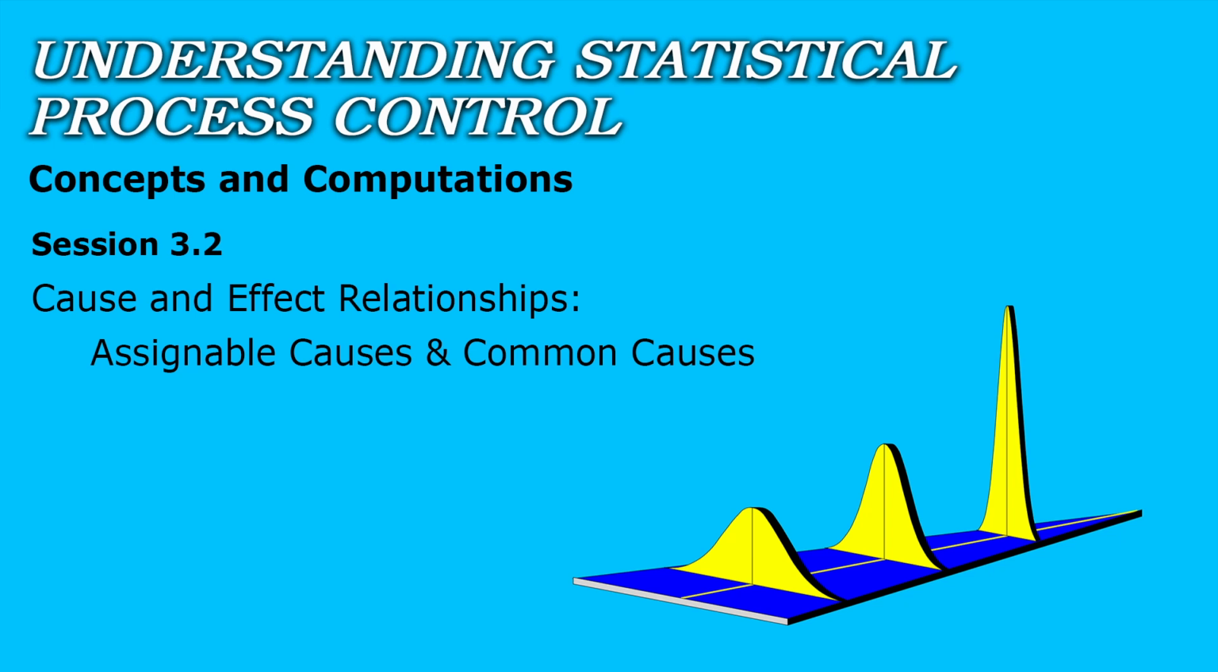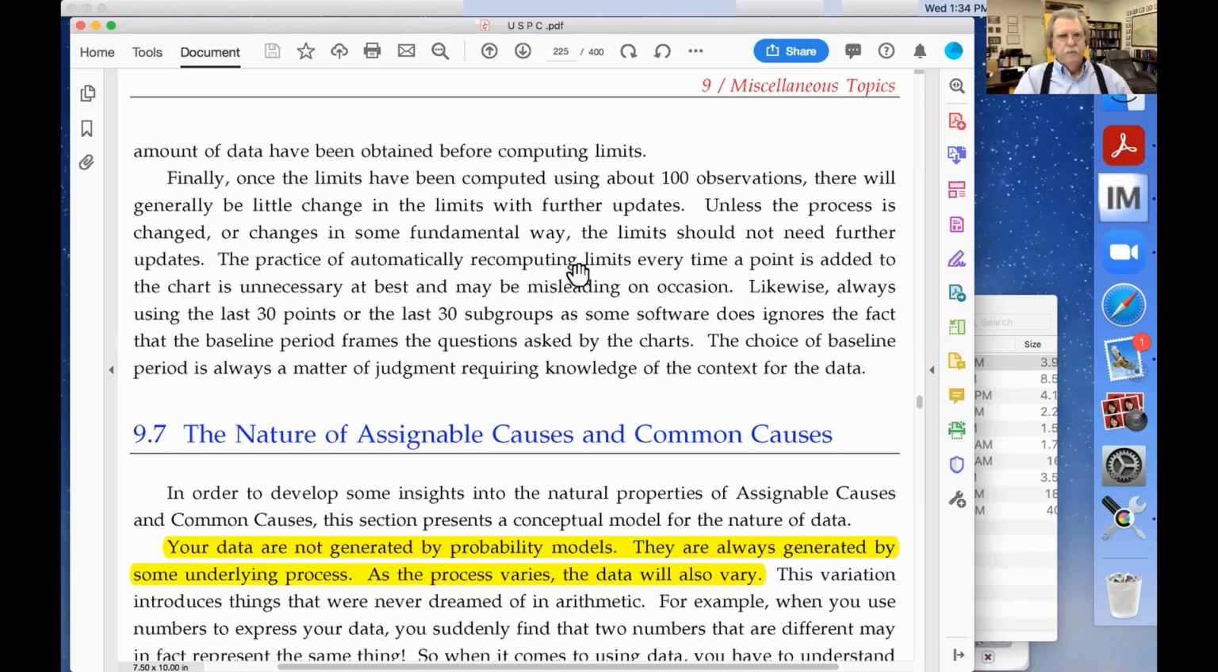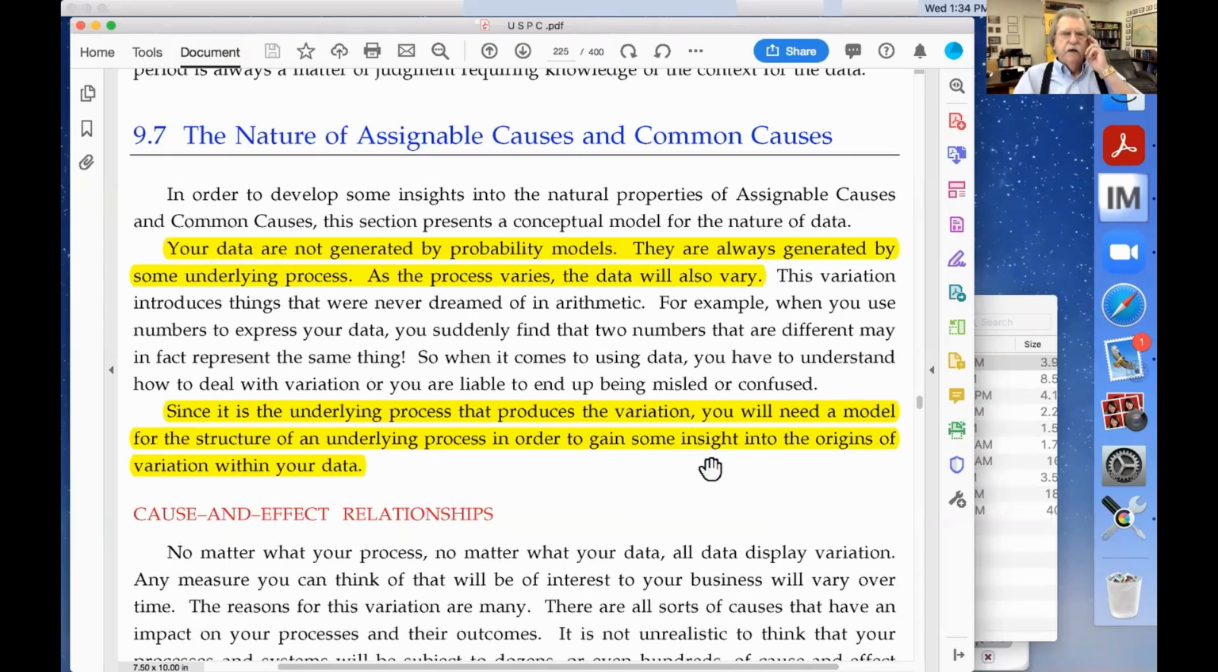Now we consider the nature of data and the difference between assignable causes and common causes of variation. In the Big Blue textbook, Understanding SPC, let's turn to page 225. We're going to talk about assignable causes and common causes and the nature of the two. Now, your data are not generated by probability models. They're generated by processes, and processes can vary. Since it is the underlying process that produces the variation, it's helpful to have a model for the structure of the underlying process in order to have some insight into where the variation in your data comes from.